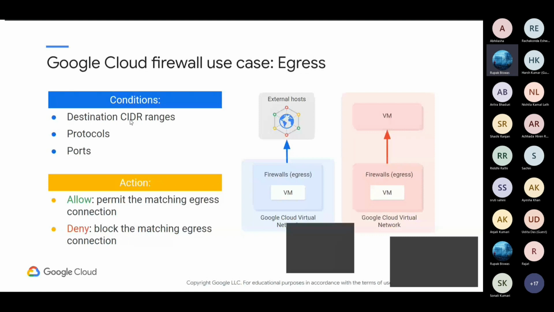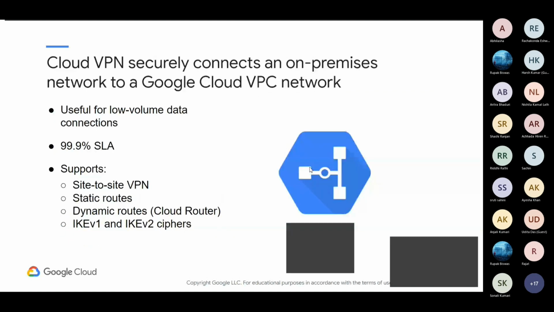Then there is Cloud VPN for securely connecting an on-premise network to a Google Cloud VPC network. Again, this VPN is not the VPN we use for our browsing purposes. This is service-to-service connection of devices. This is a site-to-site VPN, and it has static routes. You can use dynamic routes also with Cloud Router. You can configure IKEv1 and IKEv2 ciphers. I don't know exactly what they are, but I guess they are some kind of cipher algorithms.